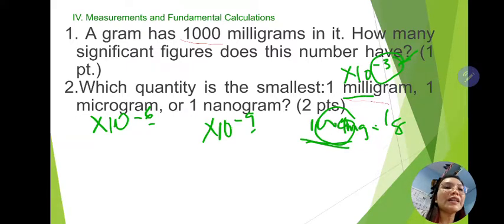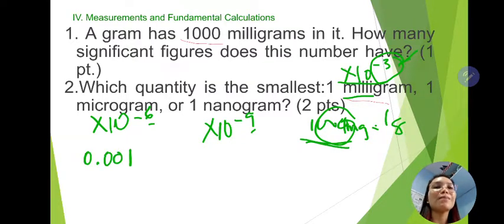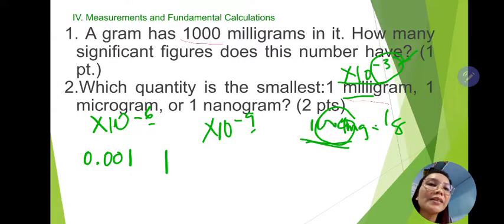So kapag kinonvert natin yung 1 milligram into grams, dahil times 10 to the negative 3 siya, magiging 0.001, for example, 1 yung given natin. Kasi yung decimal point niya, i-move natin 3 times. So, from 1, ito yung usually yung decimal point, i-move natin siya 3 times to the left kapag negative. So, 1, 2, 3. Dito siya. And then, yung spaces, lalagyan natin ng 0. That's why it's 0.001 yung value niya in grams.